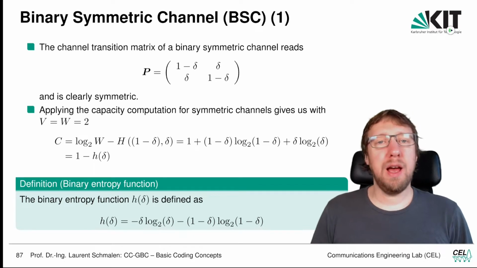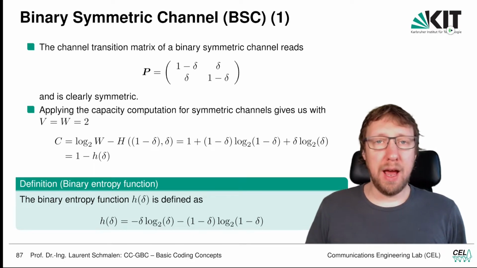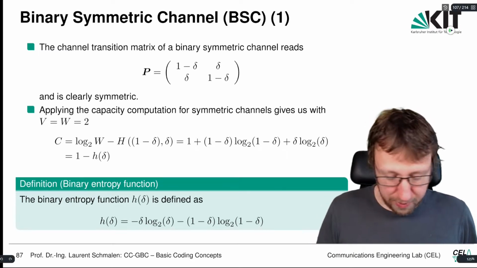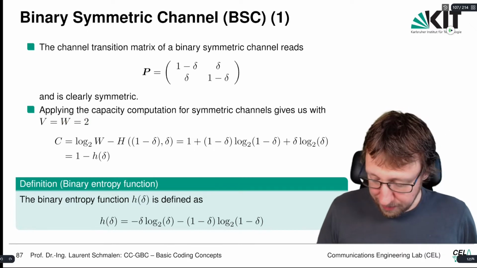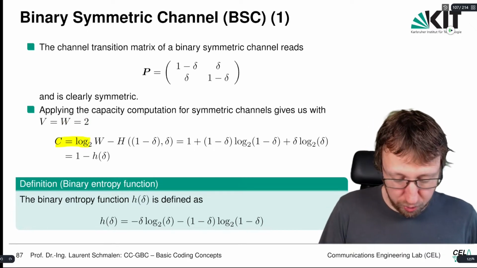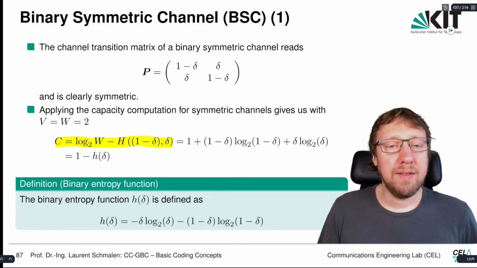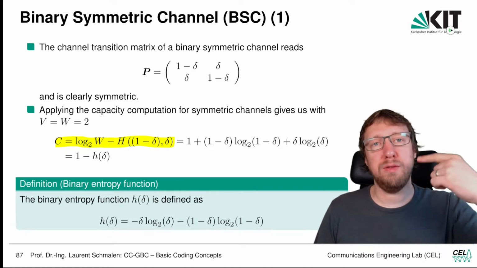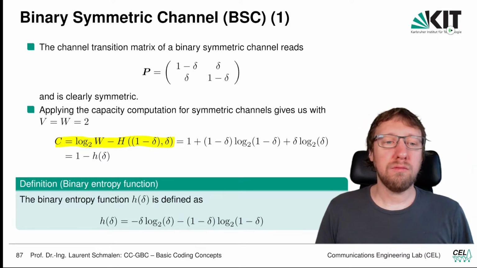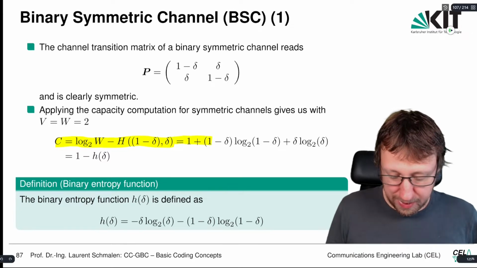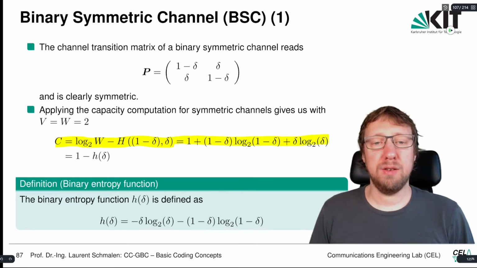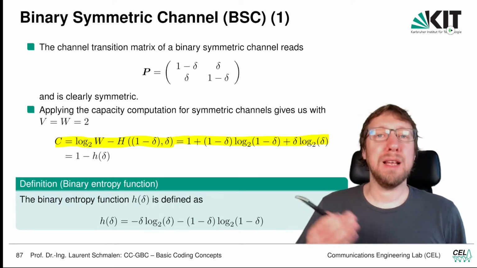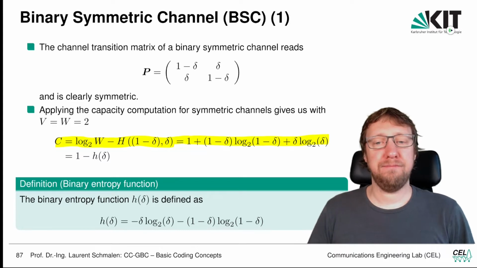So we can just apply our equation for symmetric channels and we can calculate the capacity. So we have W equals 2, and then the capacity is log 2 of W minus the entropy of a single column. The single column consists of the two entries, 1 minus delta and delta. And we can plug in the numbers, and this is the expression that we get. 1 plus (1 minus delta) times log 2 of (1 minus delta), plus delta times log 2 of delta.